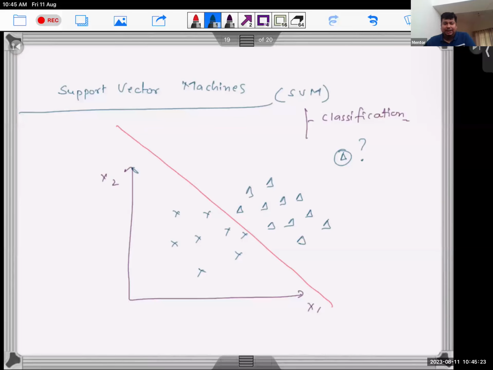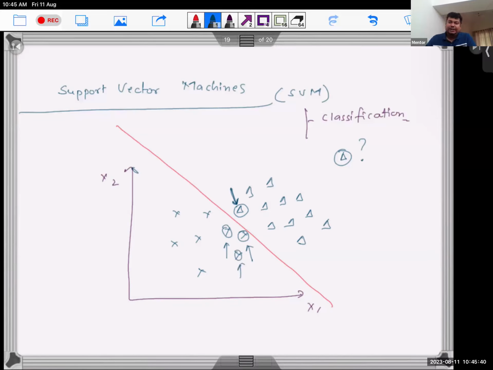Every point currently shares the same weightage in logistic regression. What about this point? Should it contribute highly or not? Yes. And what about this point? Even this, they should contribute more, right? Those which are closer to the boundary.